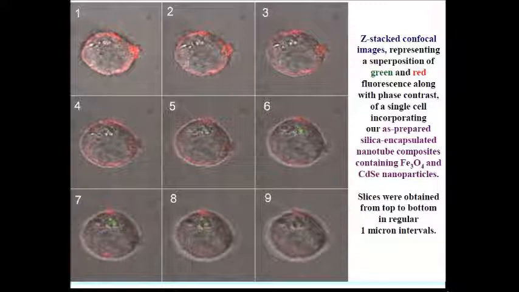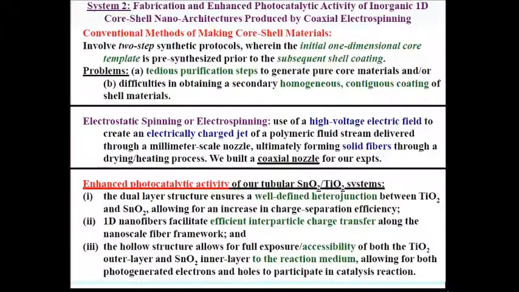I see a maximum amount of signal in slides 4 through 6, which basically means that most of my particular silica encapsulated nanotubes are incorporated within the interior of these particular HeLa cancer cells. So again, it's a very good bioimaging application type of construct.